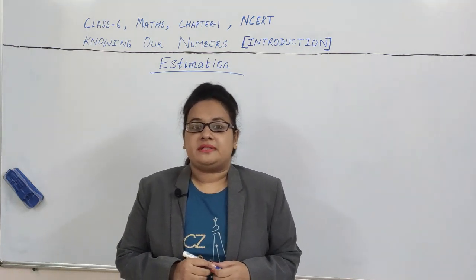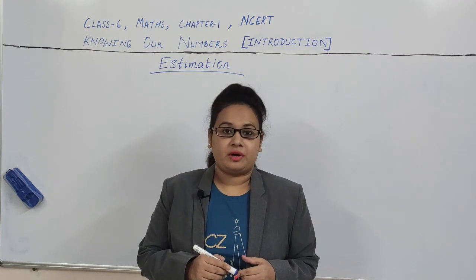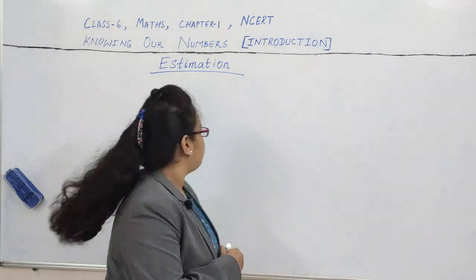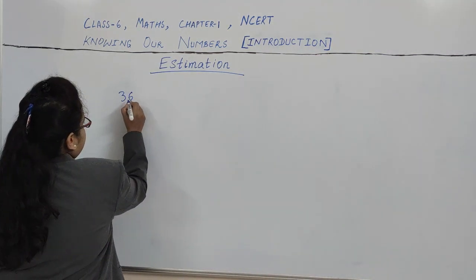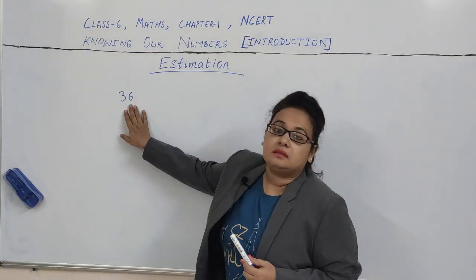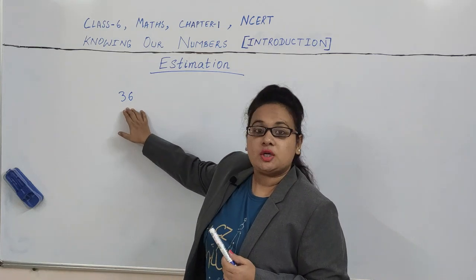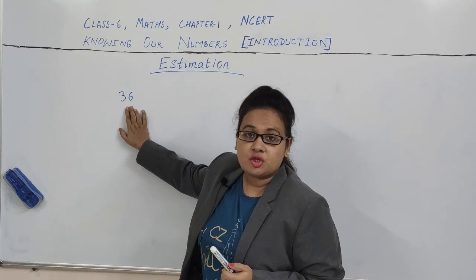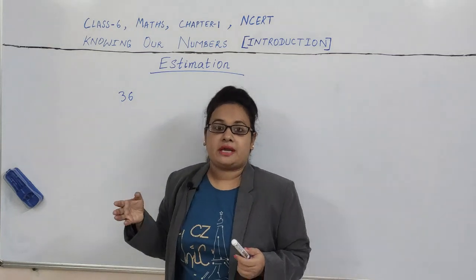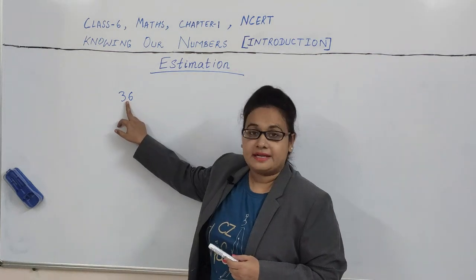Suppose tomorrow is your birthday and you want to celebrate it at your school and you want to get chocolates for your classmates. And suppose there are 36 students in your class. So how many chocolates will you take? Will you take less than 36 chocolates? No, you will not take less because there will be shortage. Will you take 36 chocolates? No, you will not take 36 chocolates because there may be some friends who can ask for more chocolates. So you will take more than 36 chocolates.